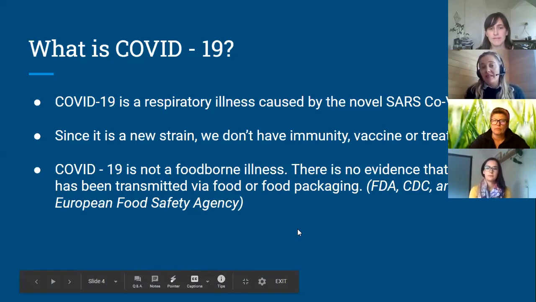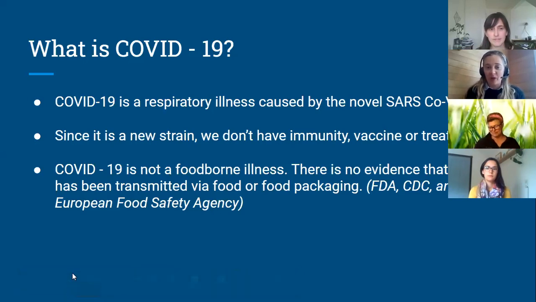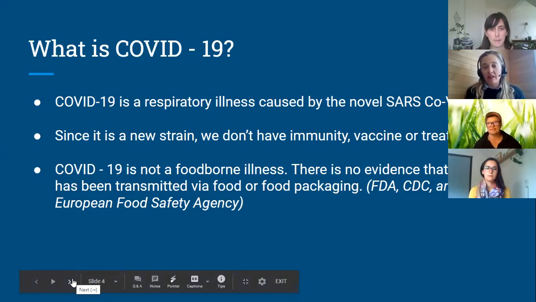The other thing is that this is a novel strain of coronaviruses. There are a lot of coronaviruses. This is a new strain. We don't have any known immunity, vaccines, or therapeutics for it so far. So we have to take it very seriously, which is why we're doing all of the things that we're doing. But I do want to be clear that as per the FDA, CDC, and others, there is no evidence that this has been transmitted via the food itself or the food packaging.